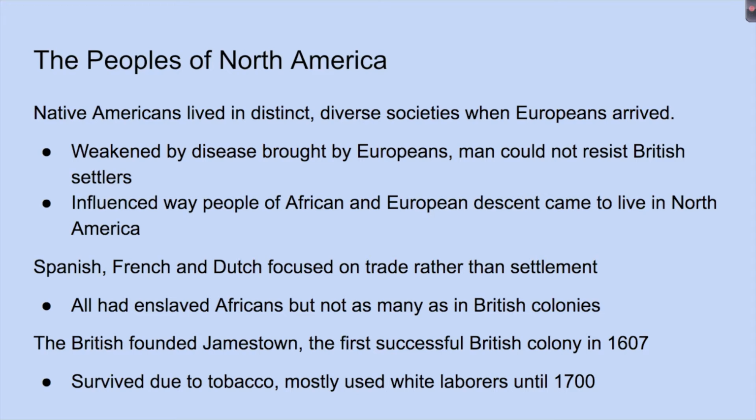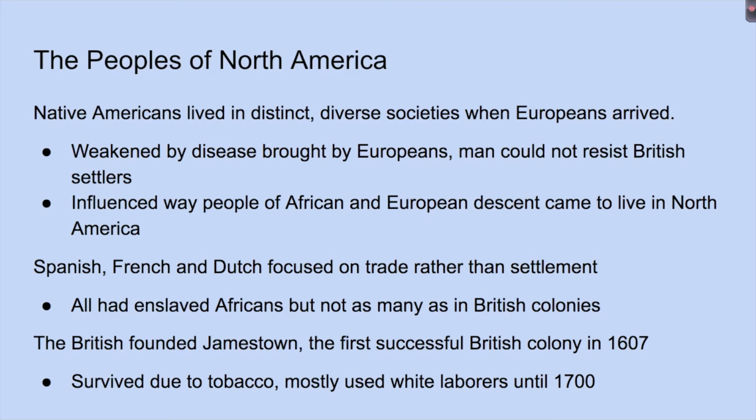For the Spanish, French, and Dutch, they didn't focus as much on settlement and creating those long-term colonies. They were more interested in trade and profit. So they had enslaved Africans, but just not at the level of the British colonies where you had farms and plantations and vast settlements.